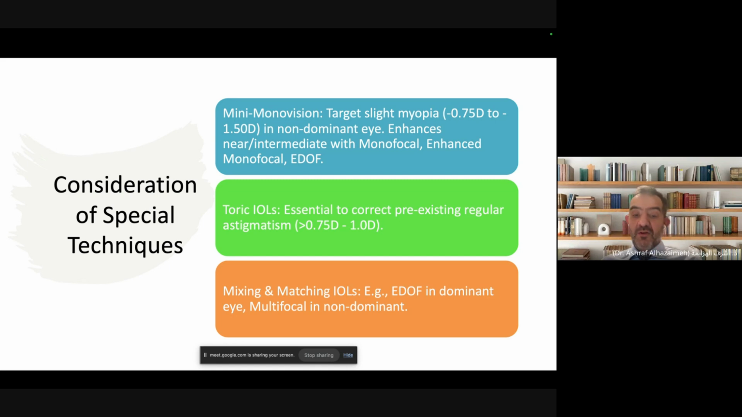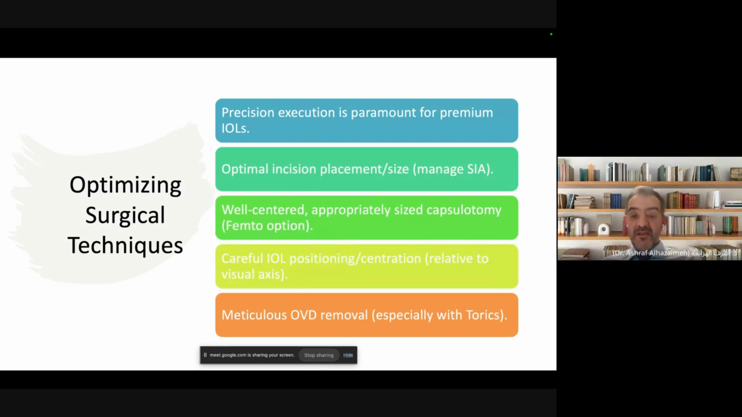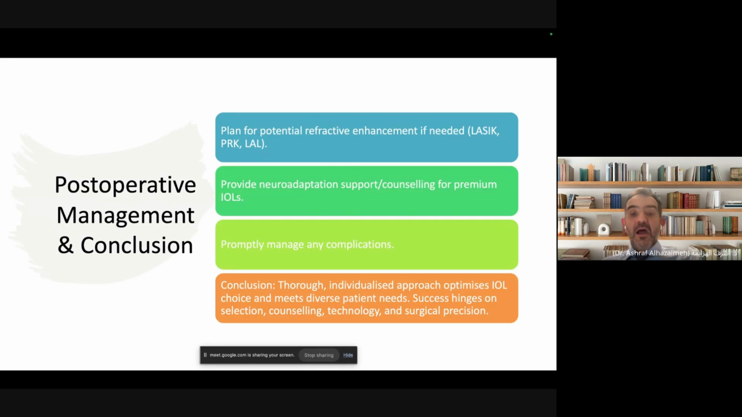Another way is something called mix and match, which means that you implant an EDOF lens in one eye and a multifocal lens in the other eye. Those things we said were the surgical technique. We talked about trying to be as precise in your operation as you can by creating a clear small wound, creating a round, well-measured, centered capsulorhexis, and removing the OVD very well. All these things will guide you toward reaching good results for your patient.